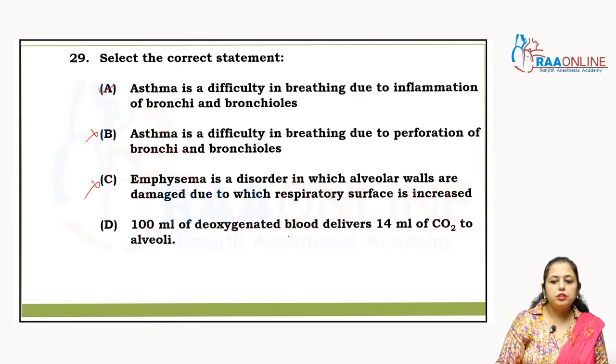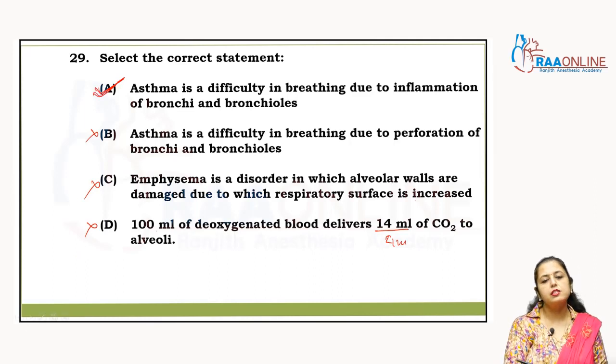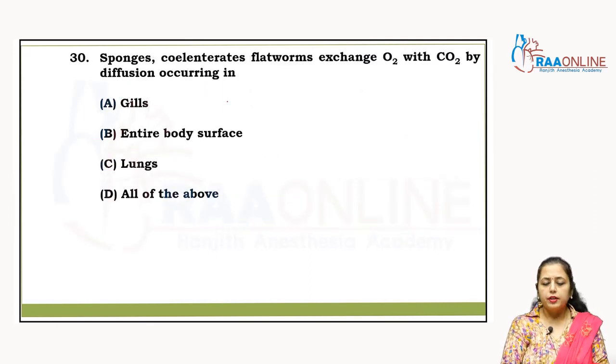100 ml of deoxygenated blood delivers 14 ml. No, 4 ml of carbon dioxide, right? At the level of alveoli. So this statement is also wrong. So the correct answer is A, that is, asthma is a difficulty in breathing due to the inflammation of bronchi and the bronchioles, right?